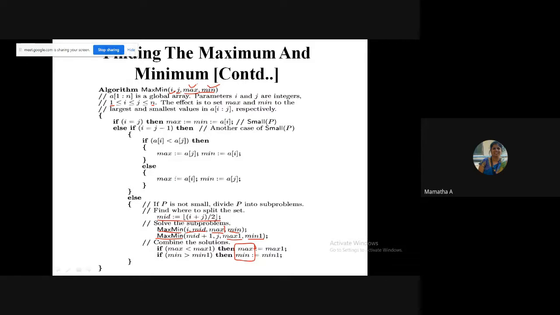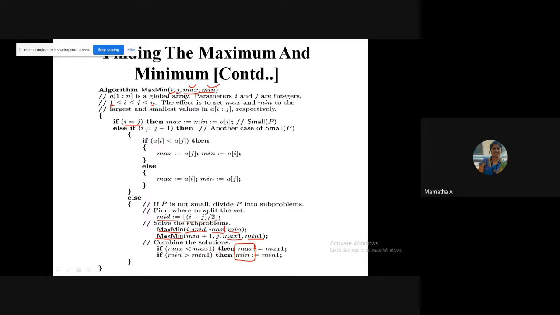Coming to the base cases, if i equals j, what does it mean? How many elements are there in the array? One element. So you will initialize max and min as e of i, or you can write max and min as e of j. Okay. Else if, so I have an else if condition because I have two base cases.